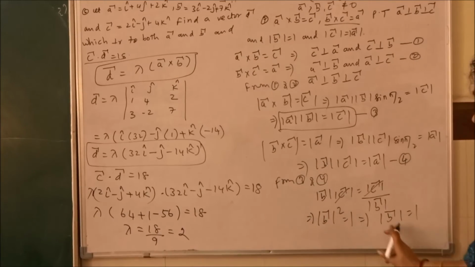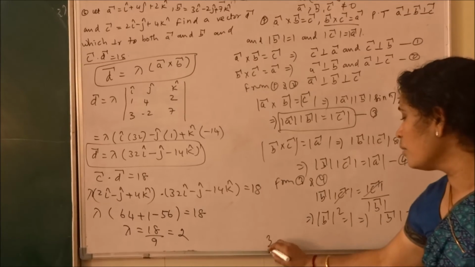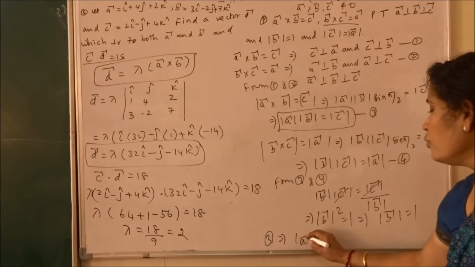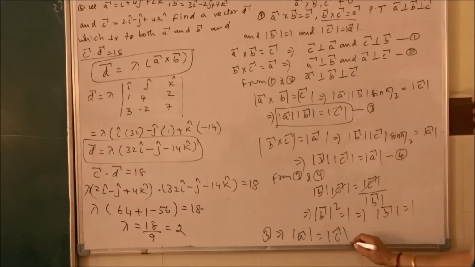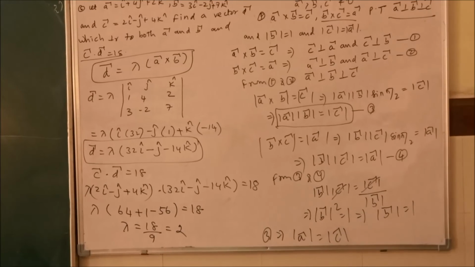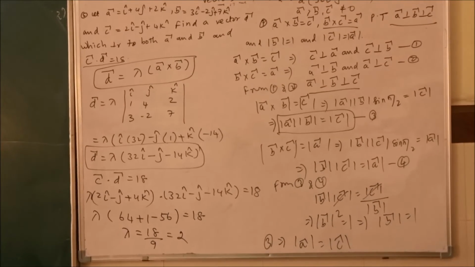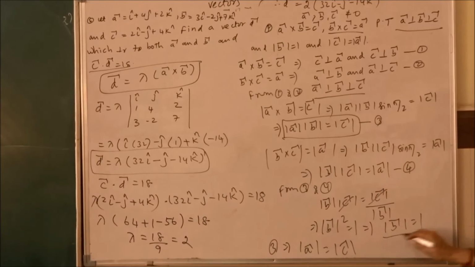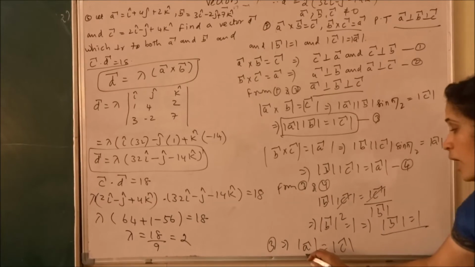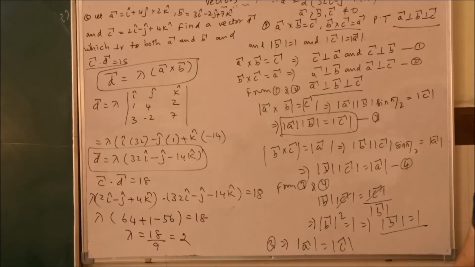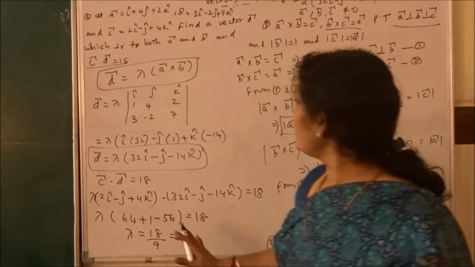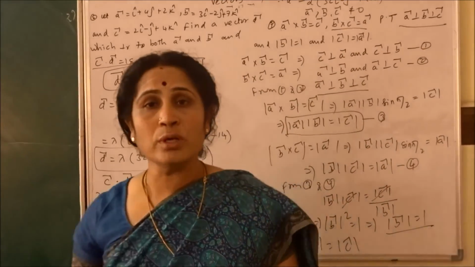So magnitude of B vector is 1. Then substituting in result number 3, magnitude of A vector equals magnitude of C vector. That is what they are asking us to prove. So we have proved A vector is perpendicular to B vector, perpendicular to C vector, and another result: magnitude of B vector equals 1 and magnitude of A equals magnitude of C. Okay, clear? So we have done 7 questions in total.